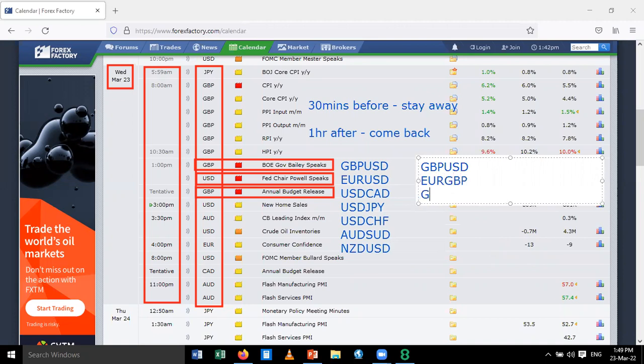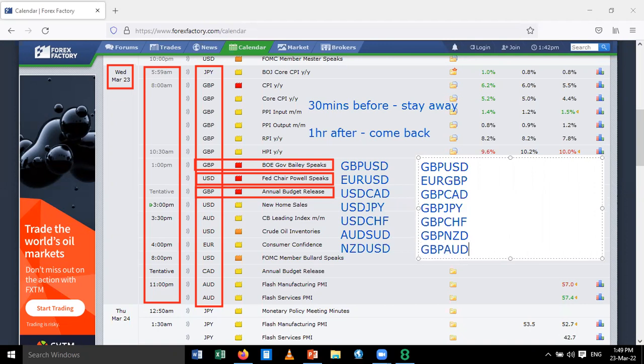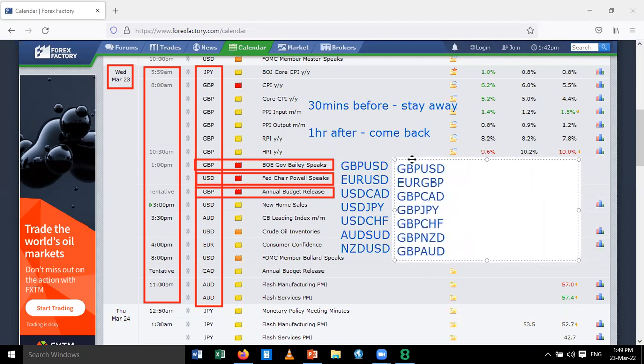I will avoid this currency, all the currencies paired with GBP. I am going to avoid these currencies because when these news are being released to the public, the market is going to be propelled to either go long or go short. It will derail the normal movement of the market.